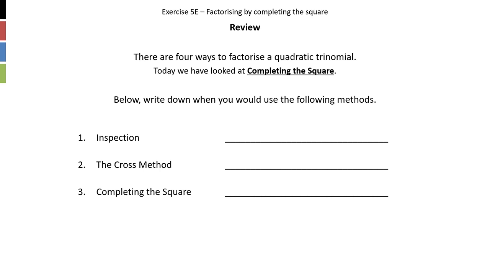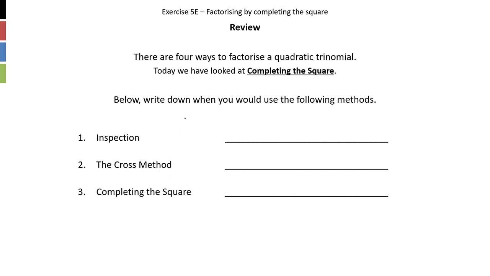Okay, so we have been factorising so far. We're going to look at actually solving, and in a minute I'll get into what that actually means. But as a quick review, this is from the end of exercise 5e, we may as well look at the factorization methods we've looked at so far. So we've looked at 1, inspection, 2, the cross method, and 3, completing the square.